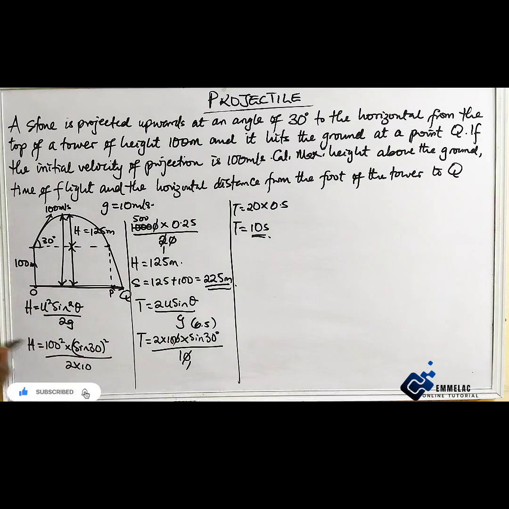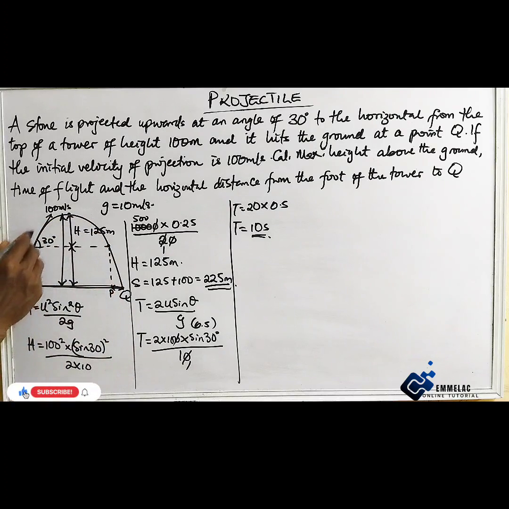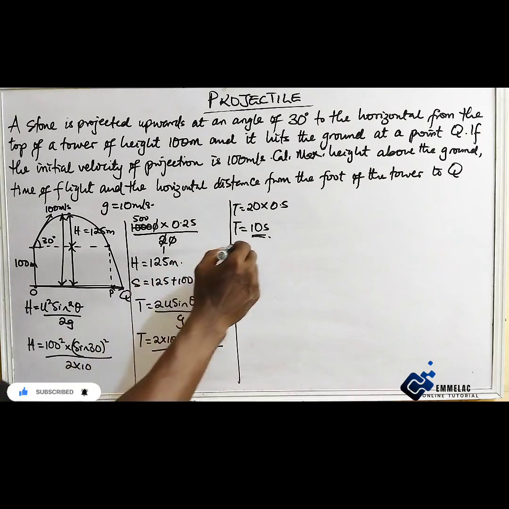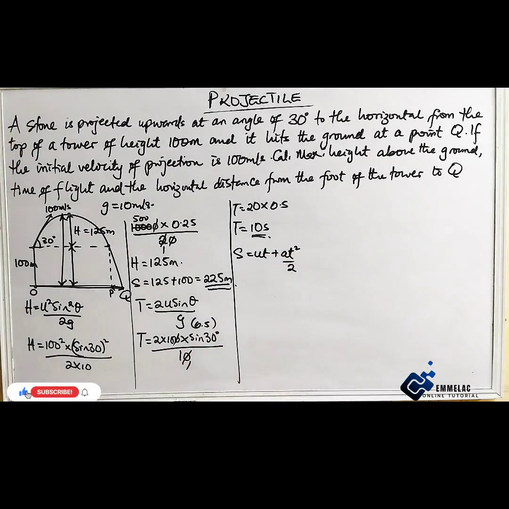But first, since we know the time, let us calculate the time from this particular point down to this place. What we need to do first is to calculate the time. We have that s equals ut plus at squared over 2. Let us input the necessary parameters. Here the distance, which is the total distance from here to here, is 225. The initial velocity here will be 0.